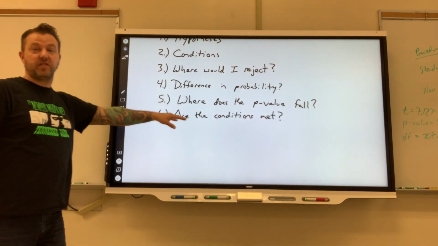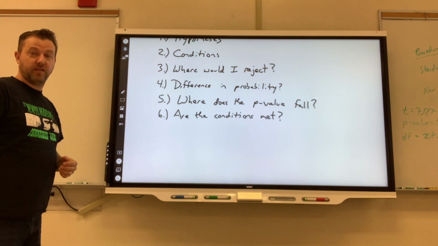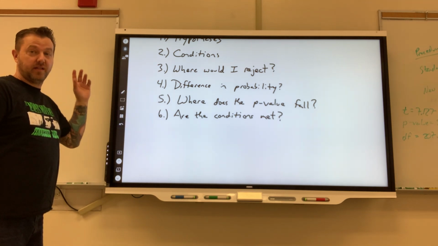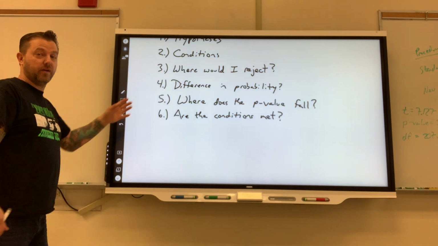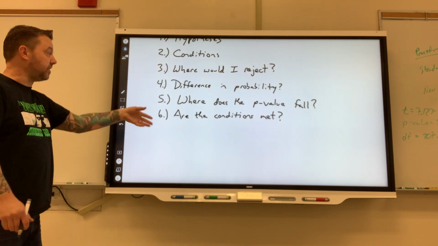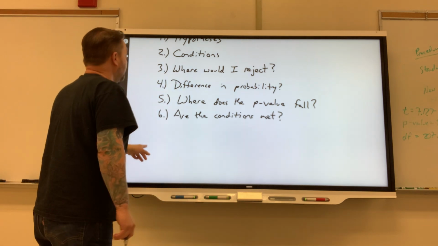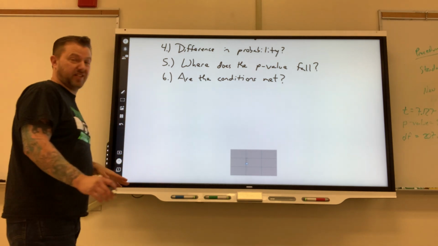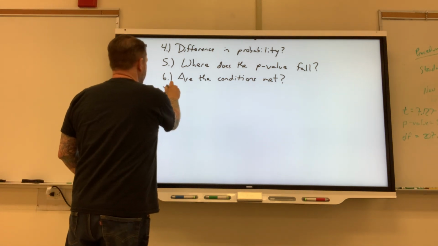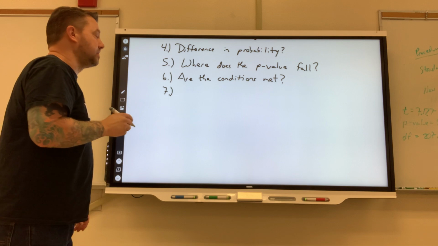So I'll give you some sort of scenario. You'll have to decide are the conditions met. Okay? So it'll say yes or no, this condition is violated. No, these 2 conditions are violated. Something like that. Okay? Easy enough? Good. Moving on. Number 7.